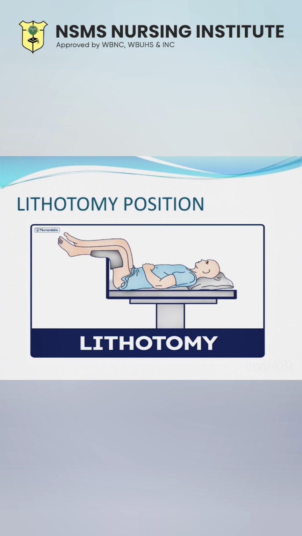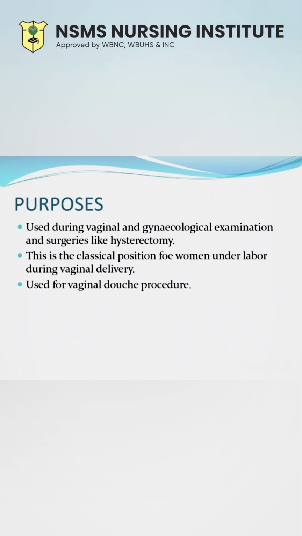Drape the patient properly. Fold sheet or bath blanket crosswise over thighs and legs so that genital area is easily exposed. Expose only during examination or procedure. Uses of lithotomy positioning. Lithotomy positioning is used during vaginal and gynecological examination and surgeries like hysterectomy. This is the classical position for women in labor during vaginal delivery. This type of positioning is also used for vaginal douche procedure.